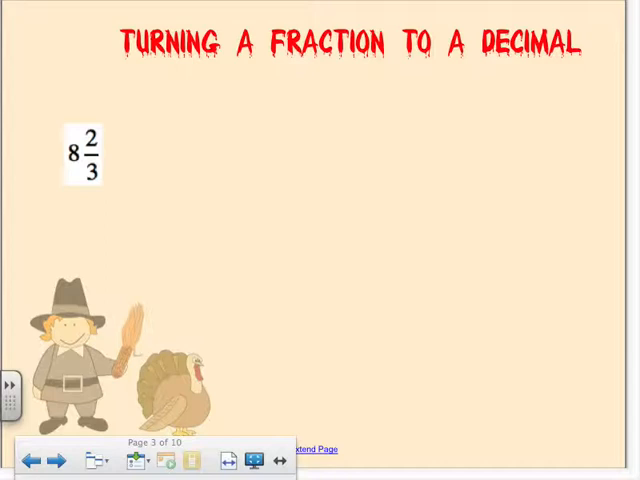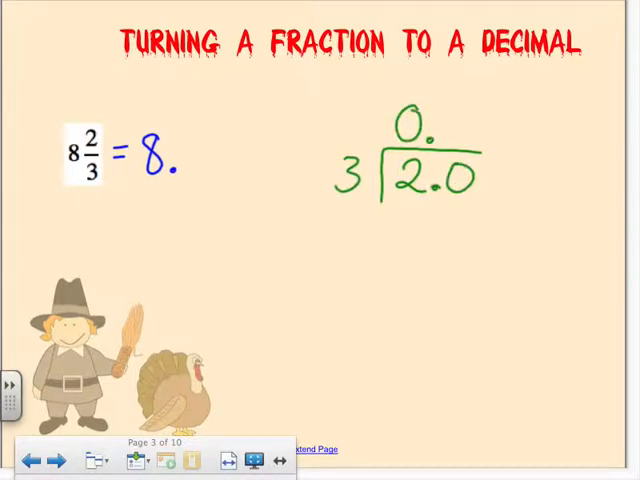All right, so 8 2/3. So 8 is not going to change. It's not a fraction or a decimal. It's a whole number, so it's still 8. But I want to figure out, okay, what is 2/3 going to be? So 2, the top number, divided by 3, the bottom number. Obviously it's not going into 2 at all because we already have 8 as our whole number. 3 goes into 20 six times. I get 18. I subtract, I get 2.